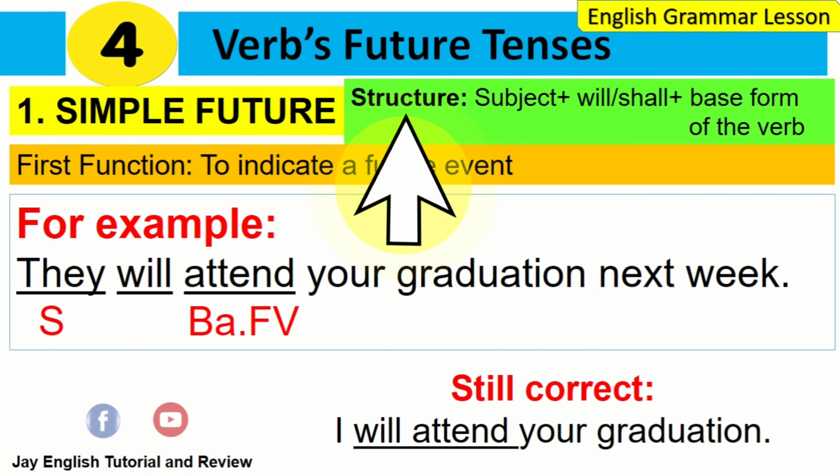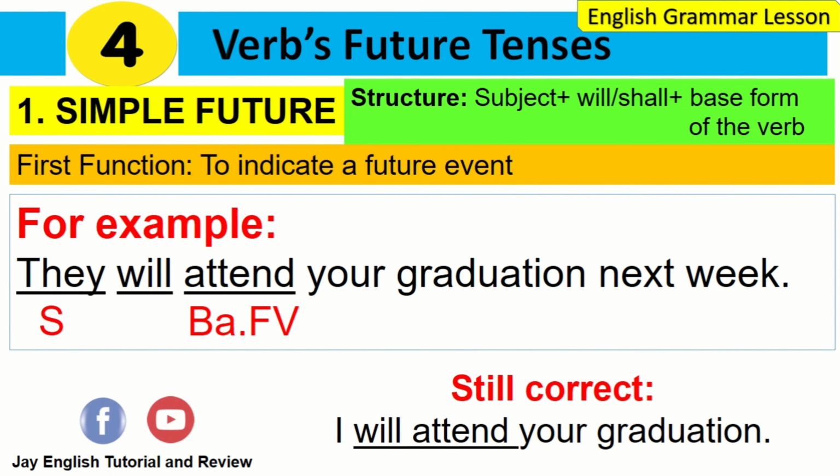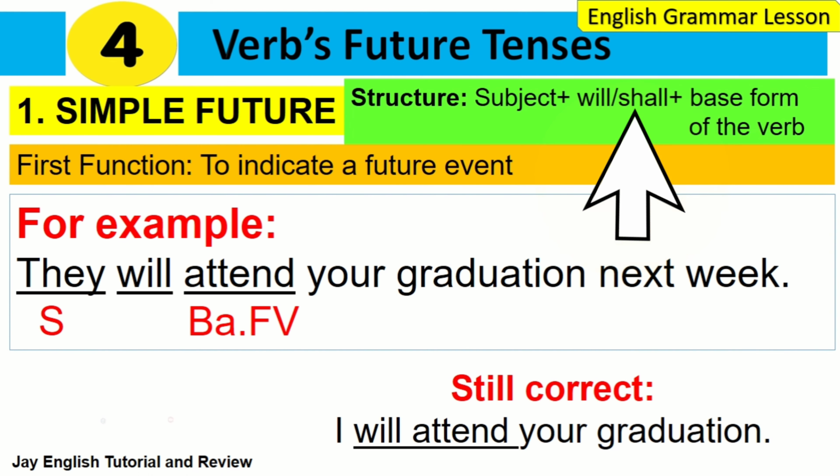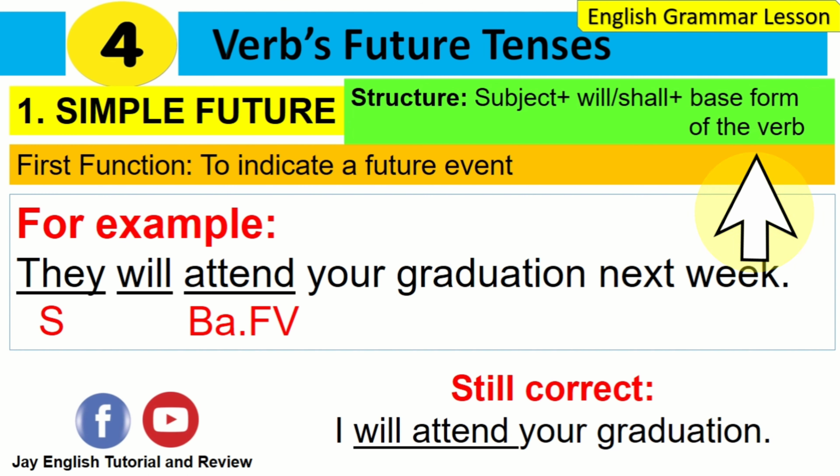Structure. In writing a sentence using the simple future tense of the verb, most of the time we begin with a subject followed by the modals will or shall. It means that you may use either one of the two in this tense, followed by the base form of the verb. When we say base form, that is the original form of the verb. We don't have to add s or es or d or ed to our regular verb. It must be the base form.